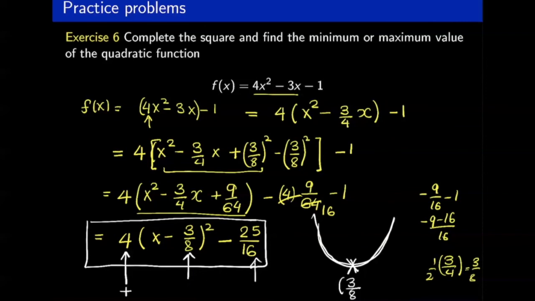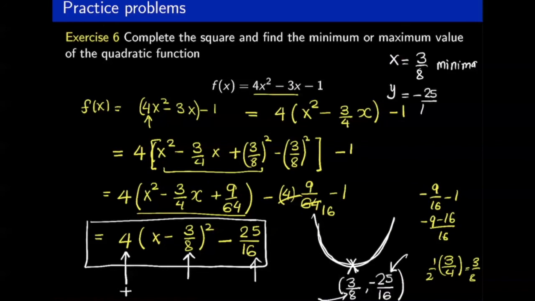And that will be the height of the minimum, which will be minus 25 over 16. That will be the minimum value. In other words, x equals 3 over 8 is where the minimum occurs, and the second value is the y value, which is minus 25 over 16. This is called the minimum value of the function.